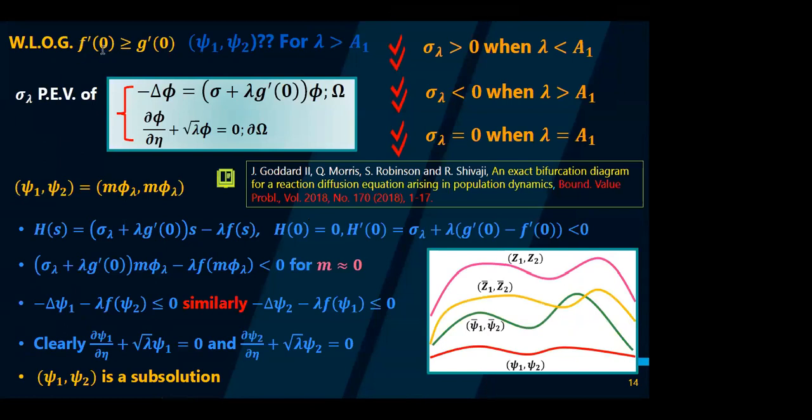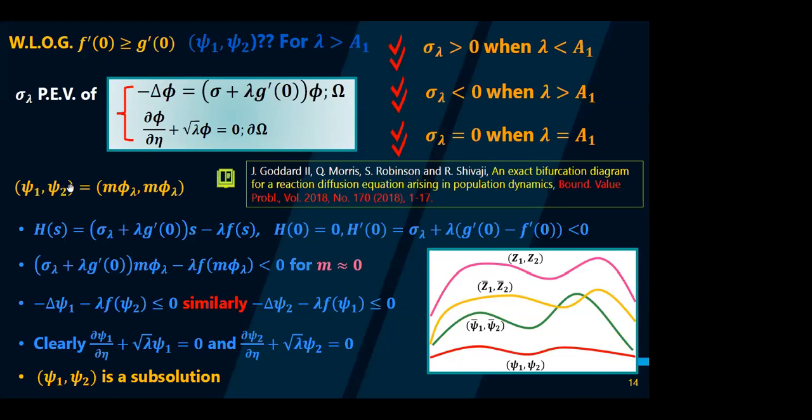Without loss of generality, I'm going to assume that f prime of 0 is greater than or equal to g prime of 0. First, I'm going to construct a small sub-solution psi1, psi2 for lambda bigger than the principal eigenvalue. To construct that sub-solution for a fixed lambda, I'm going to take sigma lambda to be the principal eigenvalue of this problem. Then here are some interesting results about sigma lambda. Sigma lambda has to be positive when lambda is less than A1. Sigma lambda is negative when lambda is bigger than A1, and sigma lambda is 0 when lambda is 0. The proof of these properties can be found in this paper by Goddard, Morris, Robinson, and Shivaji.